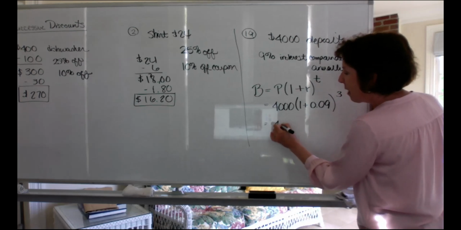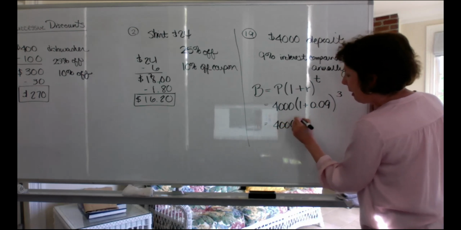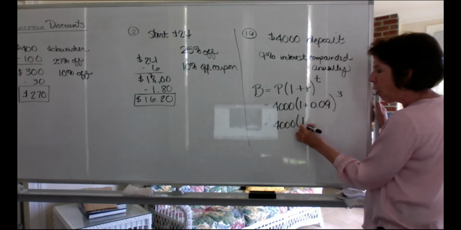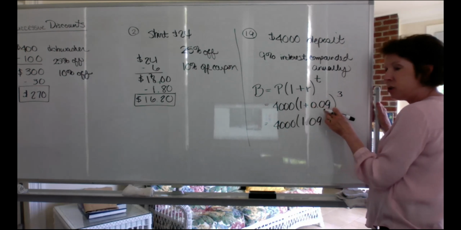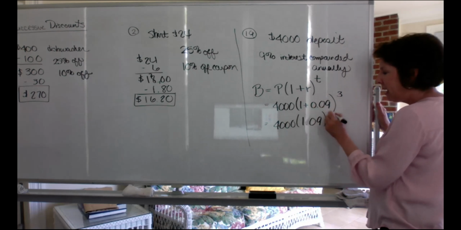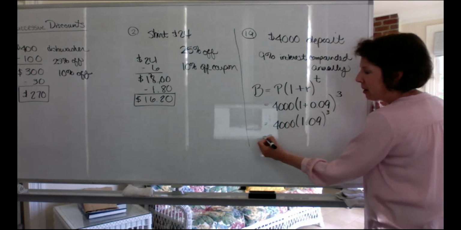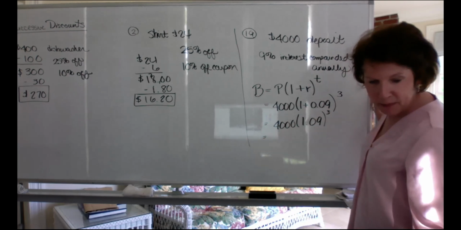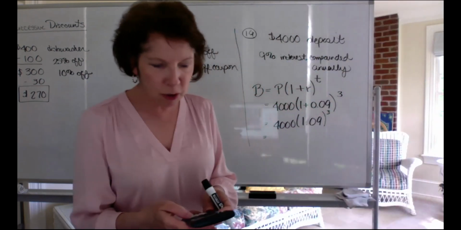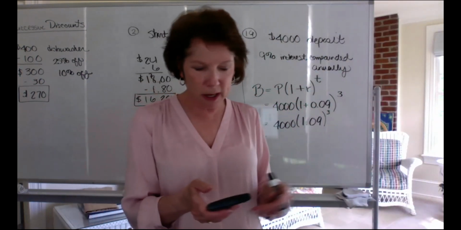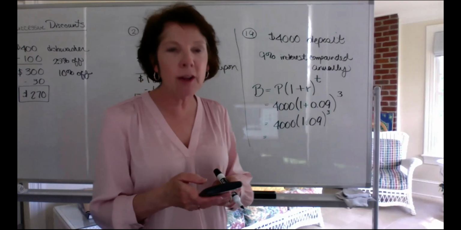So let's take 4,000 and multiply it by 1.09. I'm going to add 1 to 0.09, and I'm going to cube it, and I'm going to see what my answer is. Now go ahead and get out your calculator. I'm not going to share my screen again. I'm going to talk you through it.